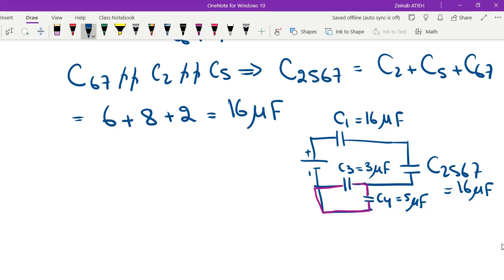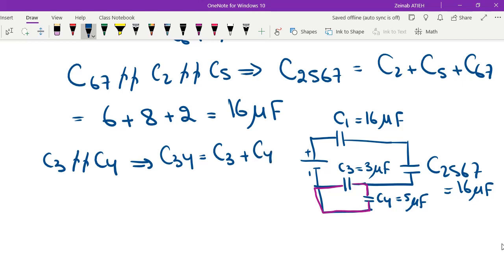So what shall I do? I will say that C3 is parallel with C4. I will replace them with C3 4. Because they are in parallel we add the capacitances, so C3 plus C4 equals 3 plus 5, which is equal to 8 microfarad.